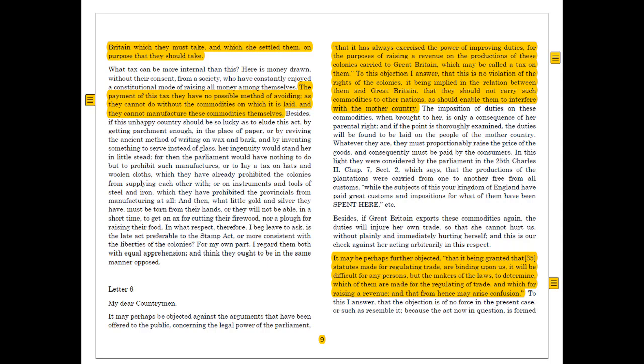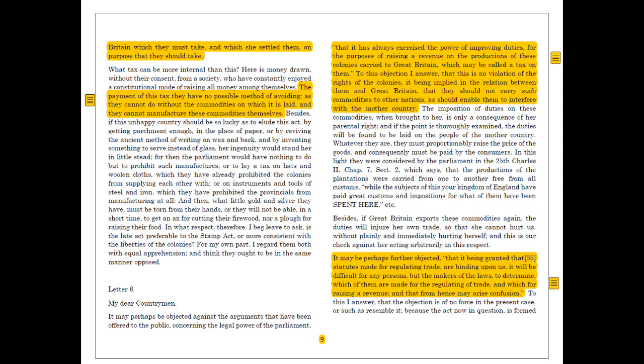Notice how vague that threshold criteria is, described as it being implied in the relation between them. And just below the highlighted passage, it is only a consequence of her parental right. So Dickinson finds himself saying it is perfectly constitutional for Parliament to order a South Carolina rice plantation owner to ship his rice to Great Britain and to pay a tax on it when it arrives in a British port, but it is tyranny for Parliament to turn around and impose a tax on a glass or paint or iron manufacturing shop in London before they ship their goods to the colonies.